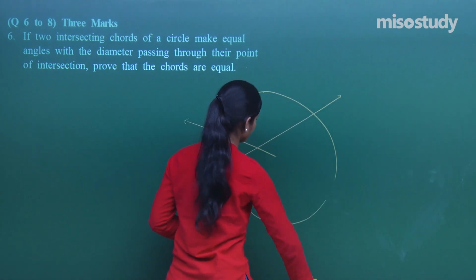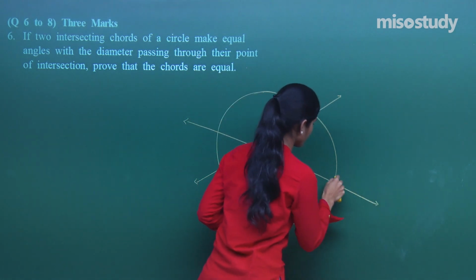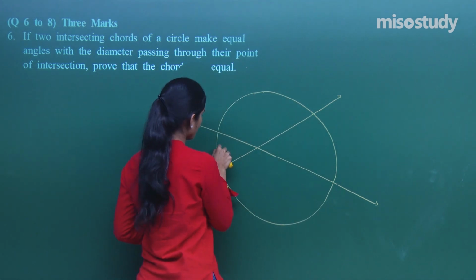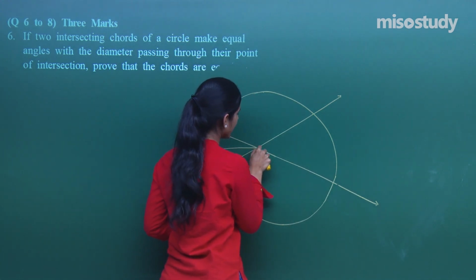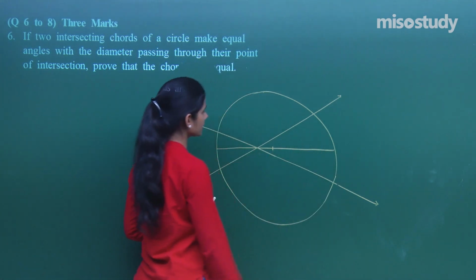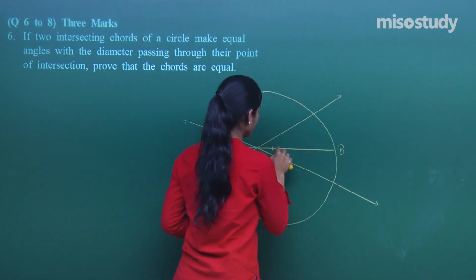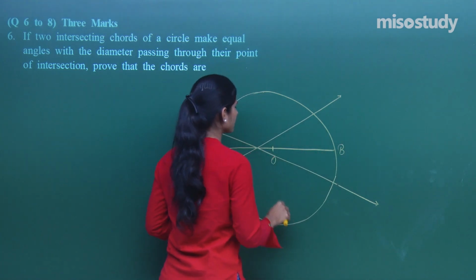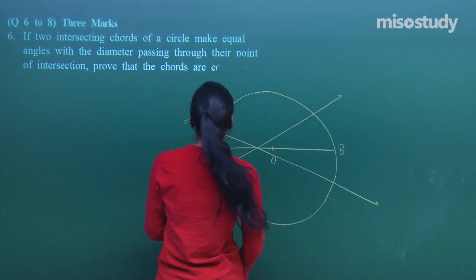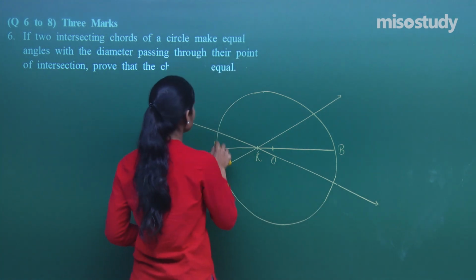Now let me draw it again. Okay, so I have what? Passing through their point of intersection, this is the diameter of the circle. Somewhere here says the center of the circle. Fine, this is my diameter, say AB, and this is say the center of the circle O. Fine. What is it saying? This point is say R. Prove that the chords are equal.